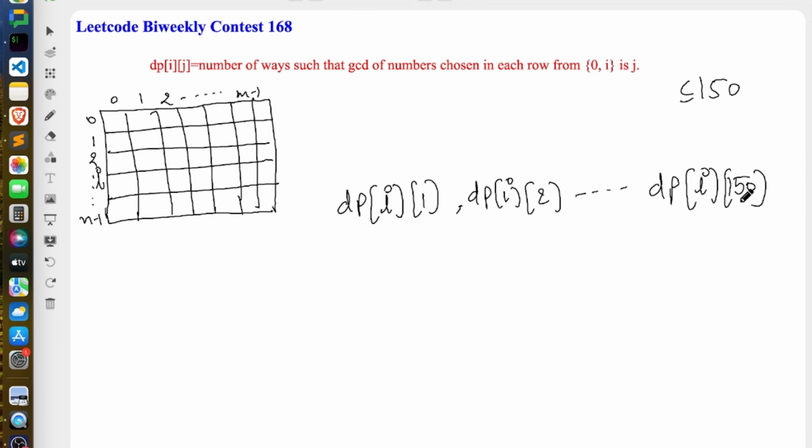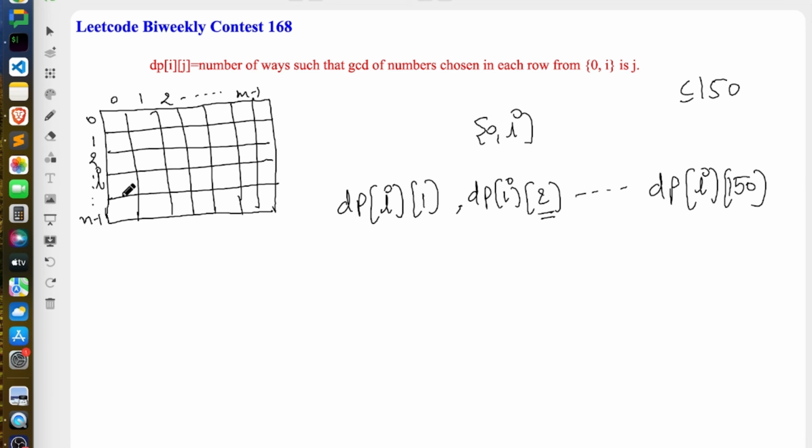What does DP of i,2 mean? If you choose one number in each row from index 0 to i, your total GCD should be equal to 2. So DP of i,2 tells you the number of ways to choose one number in each row from 0 to i such that your total GCD is 2. That's what DP of i,2 tells you. Similarly, DP of i,150 is the number of ways to choose one number in each row from 0 to i such that the GCD of all the chosen numbers is 150. That's what this DP of i,j tells you.